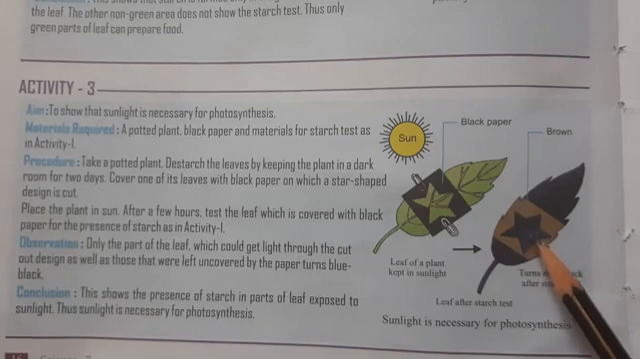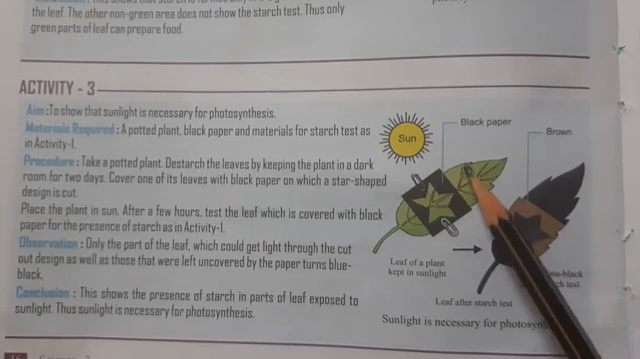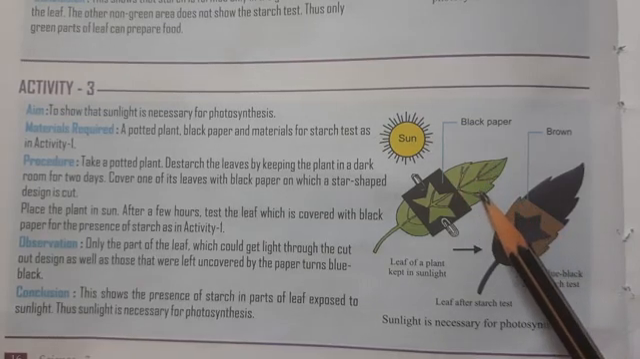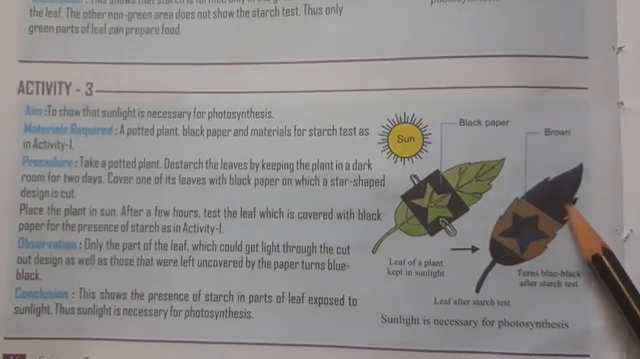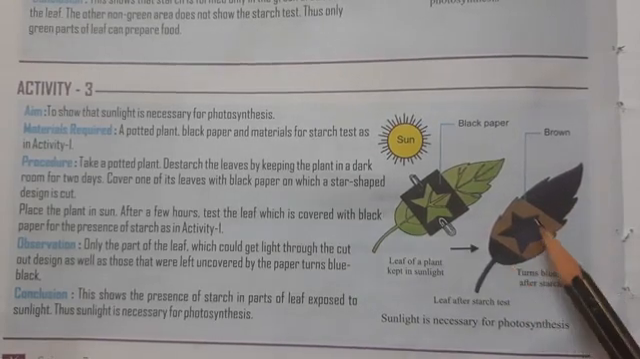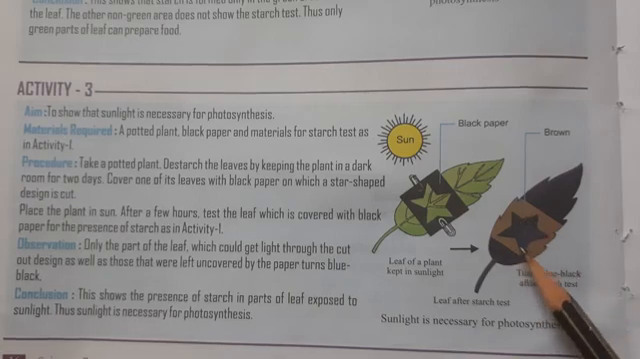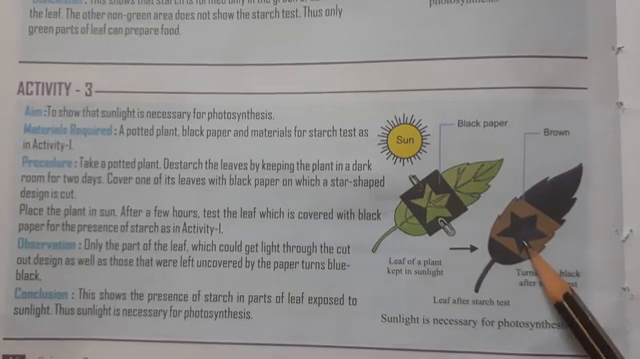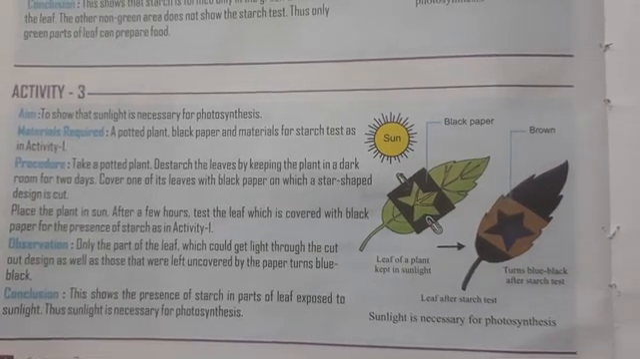So what does this indicate? It indicates that the part of the leaf which was exposed to sunlight, only that part could make food. That is why starch was present only in this part. And the rest of the part where black paper was covered, the color will not change. So what does it show? It shows that sunlight is necessary for photosynthesis. This is the third activity.